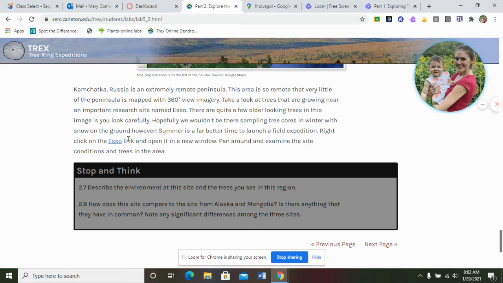Hopefully we wouldn't be sampling tree cores in winter with snow on the ground. Summer is far better to launch a field expedition. Right-click on the link to open it in a new window, pan around and examine the site, and we will answer questions 8 and 9. I don't know why they're labeled incorrectly on this particular sheet.